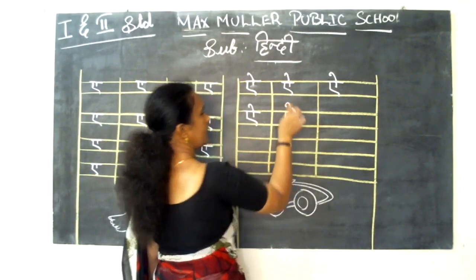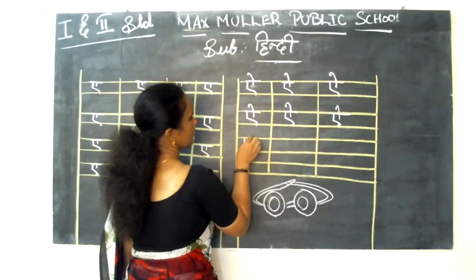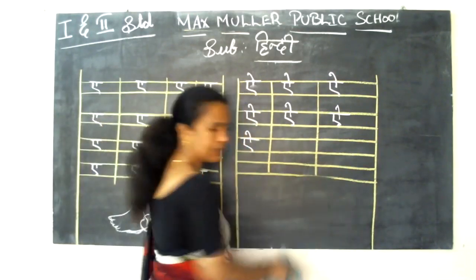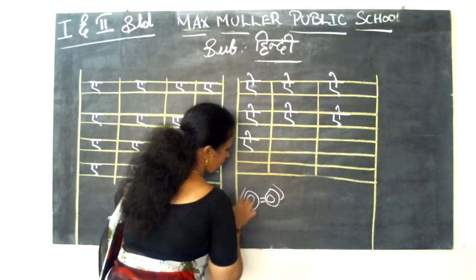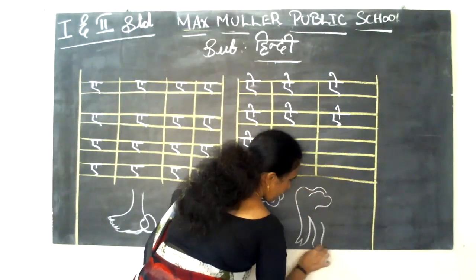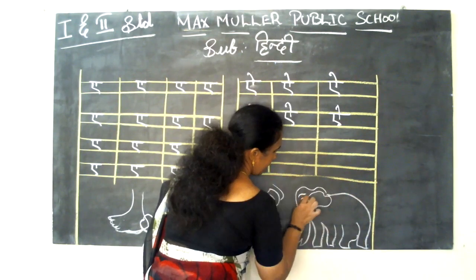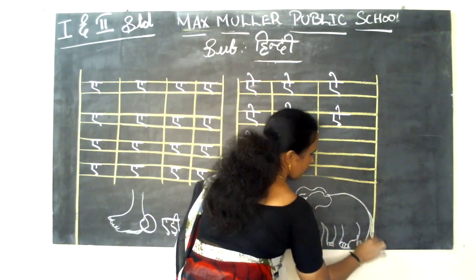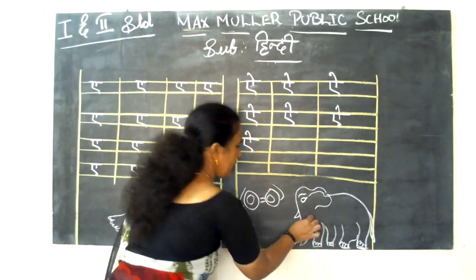I say ainak, spectacles. I say ainak, you can tell, or airavat also you can tell. I say airavat, elephant. I say ainak, spectacles. I say airavat, elephant.